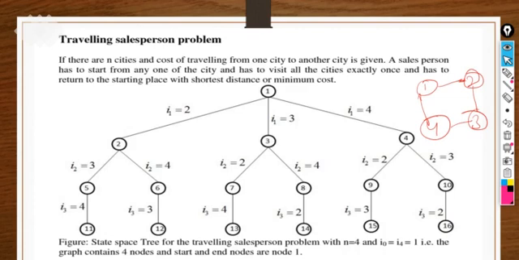So I'm assuming cities as nodes, and you can start from any node, and after traversing all the nodes we have to come back to the starting one only, right? So what are the possibilities actually? Our main target is to cover all the cities, or all the nodes, exactly once with the shortest distance, or you can say with the minimum cost.